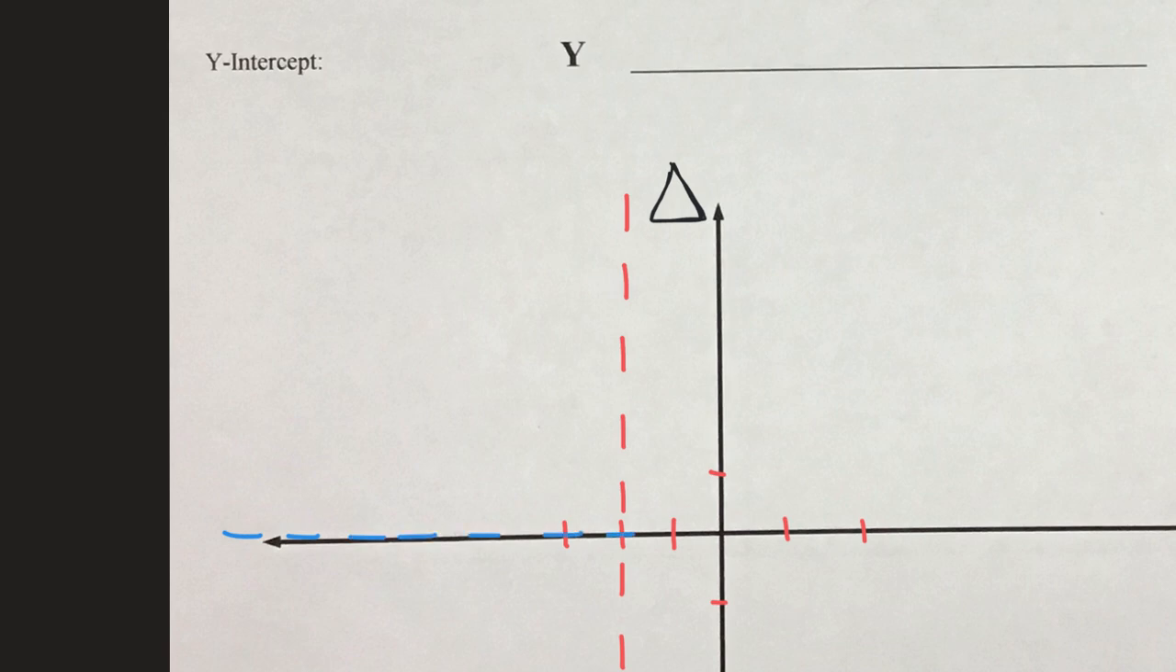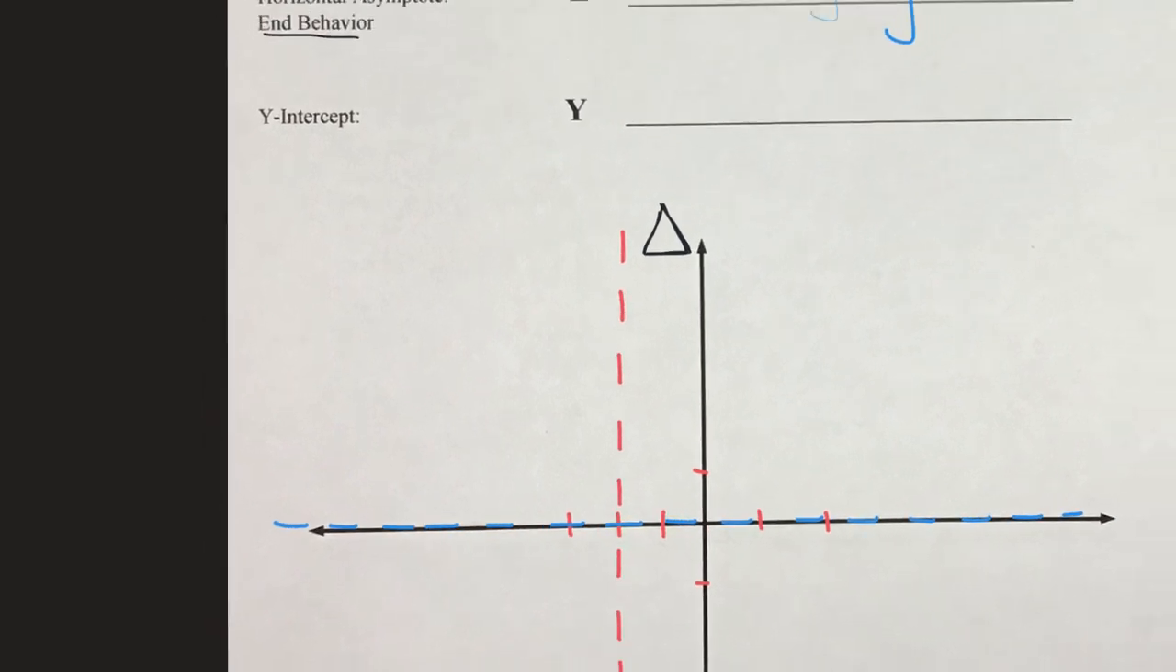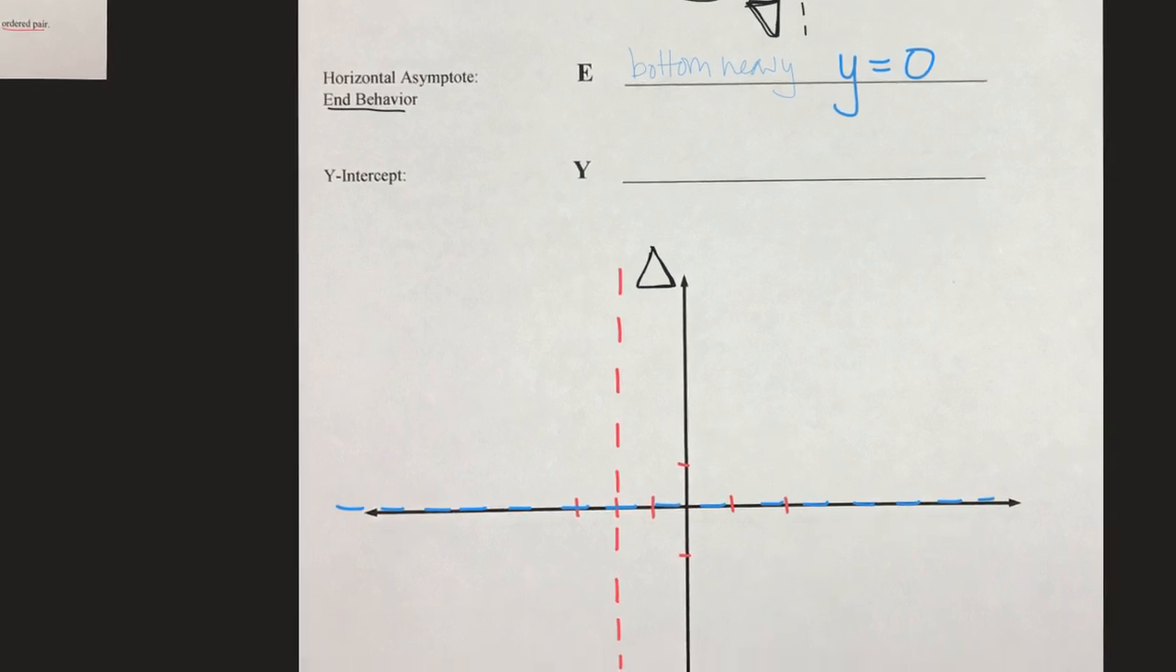Right, you probably can't see it on your paper because your paper is written with a pen or pencil. You can't even really see it with my blue line. But there we have our y equals 0 horizontal asymptote.